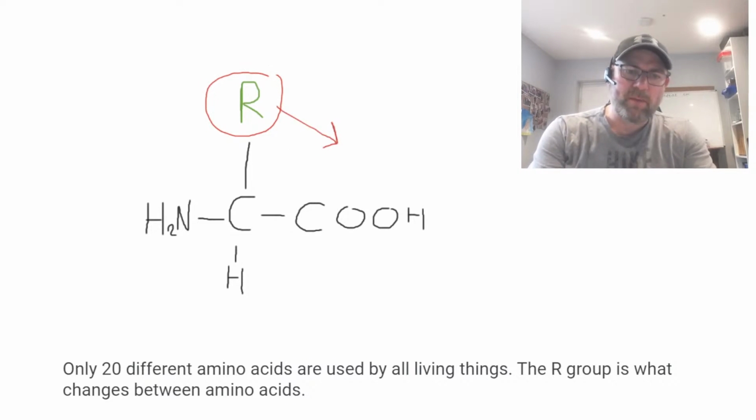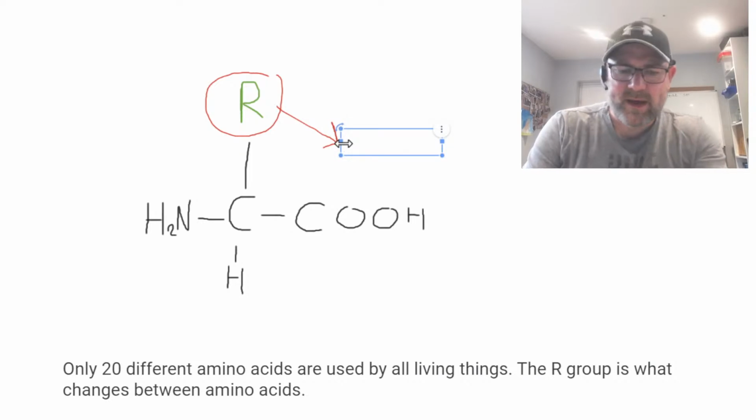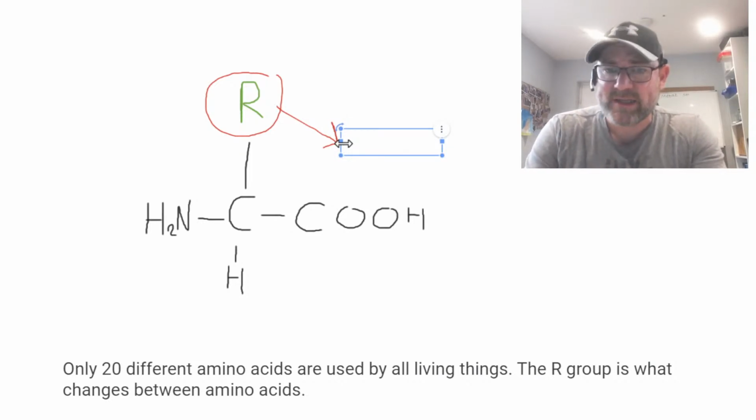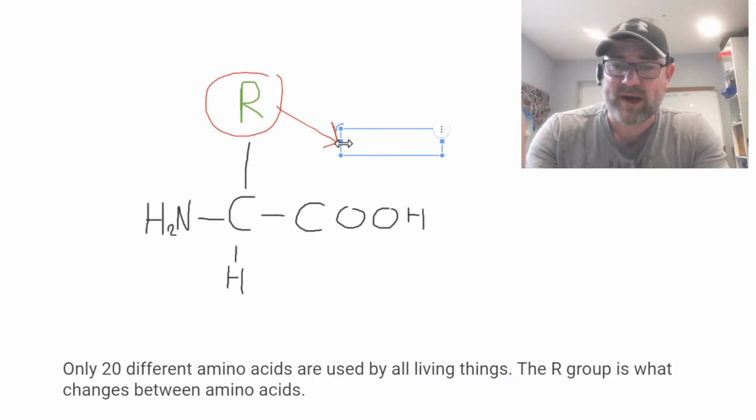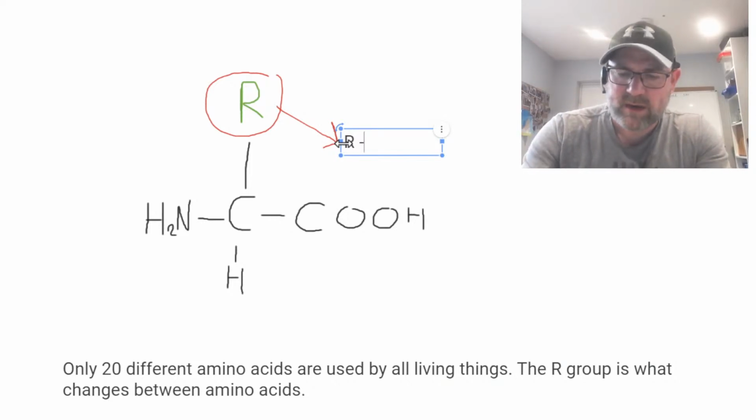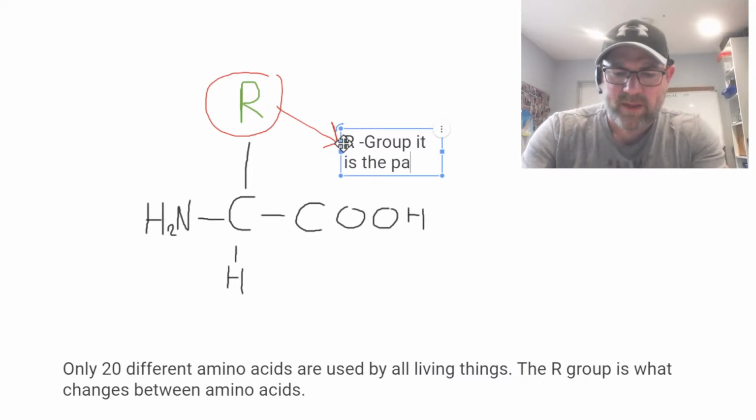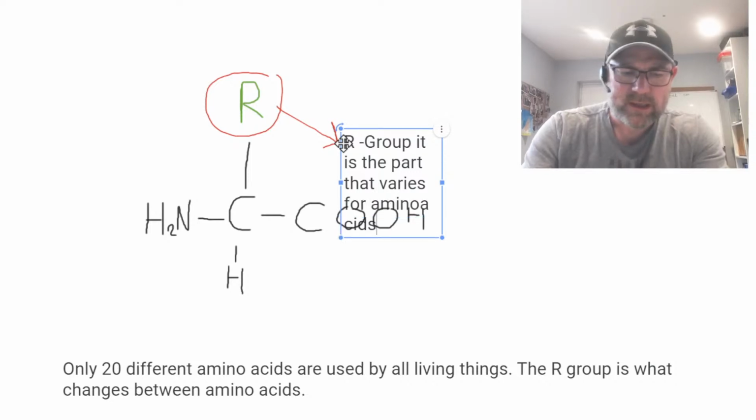You remember from lipids that we can write an R group for the fatty acid chains if we like as well, because they can be different lengths and some can have double bonds. So you can shorten things in chemistry by writing an R group. So this is known as an R group. It is the part that varies for amino acids.